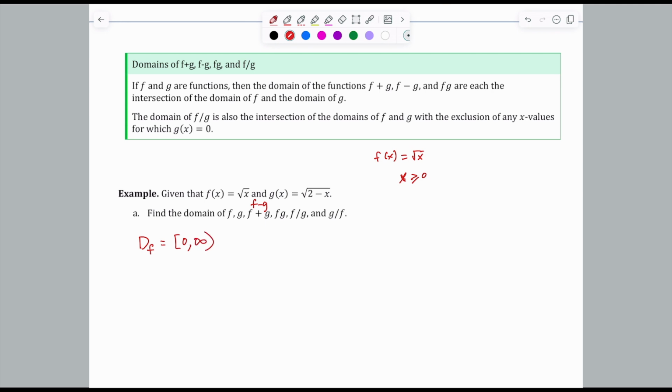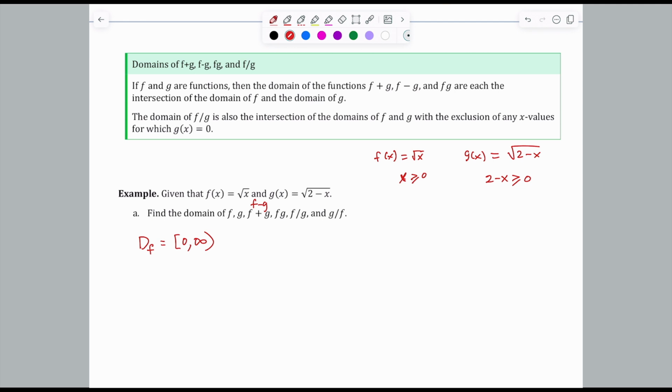So it's going to be opening bracket 0 to positive infinity, closing parenthesis. Now g of x is similar. It's the square root of 2 minus x. And so once again, the radicand here is what's important. We need 2 minus x to be greater than or equal to 0.